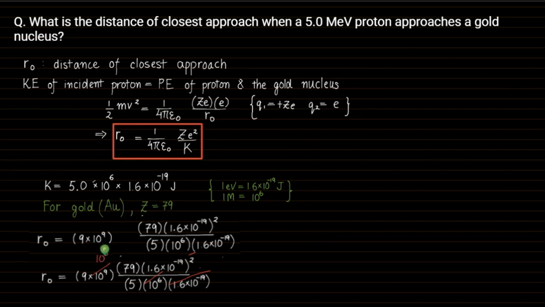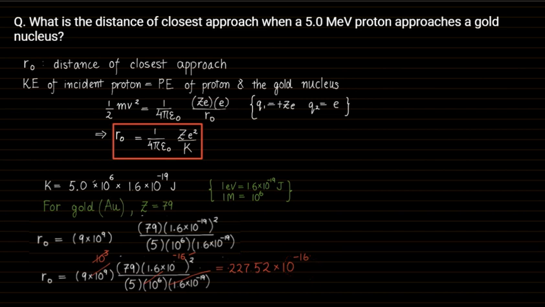Fine. Rest. This 10 to the power 3 can be cancelled with 10 to the power minus 19. And if you cancel this 10 to the power minus 19, then you will be left with 10 to the power minus 16. Now you can calculate 9 times 79 times 1.6. So 9 times 79 times 1.6 gives us 1137.6 divided by the denominator 5. So 5 cancels your 1137.6, so you will have 227.52, and this is 10 to the power minus 16.